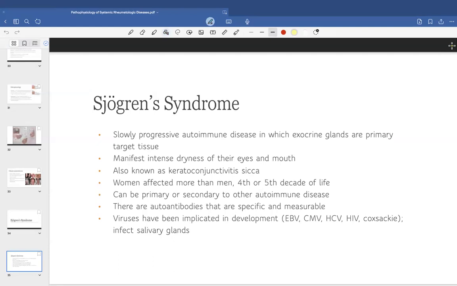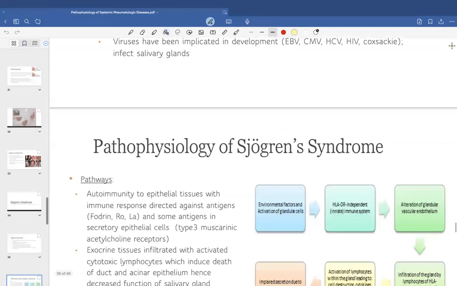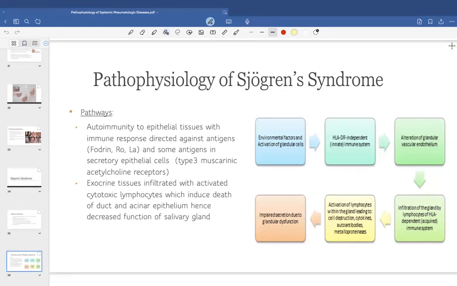So there are two kinds of pathways that occur in Sjogren's. You have the autoimmunity of the epithelial cells, which will form an immune response against specific antigens. These are Fodrin, La, and Ro. There are some other antigens within your specialized glandular epithelial cells, and these are often your type 3 muscarinic ACh receptors.